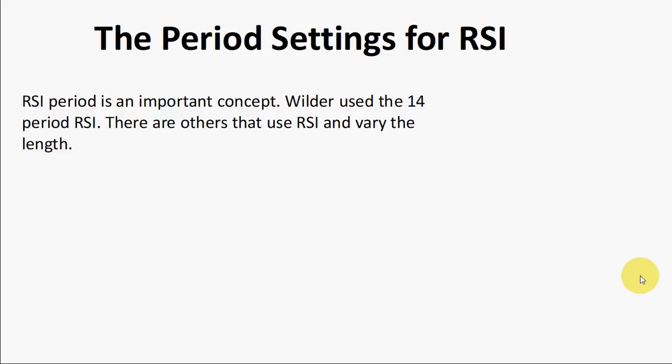So now let's talk about the settings for RSI. The RSI period is a very important concept. Wilder himself used a 14 period RSI. I know there are a few other traders that change that setting, but for our purpose today and for the strategy we will discuss next, we only use 14 as our setting.